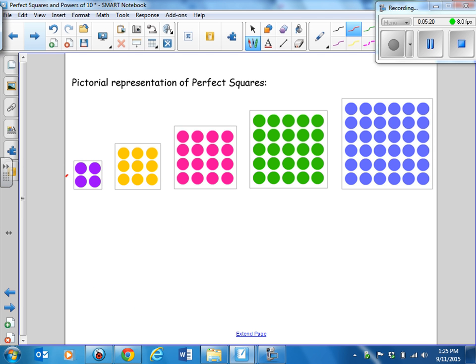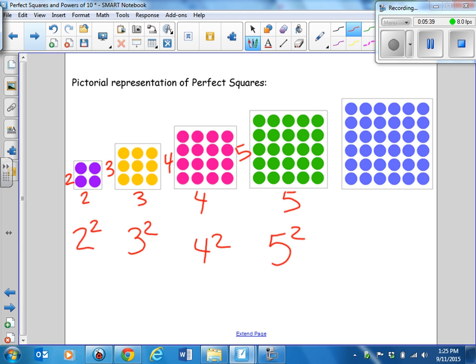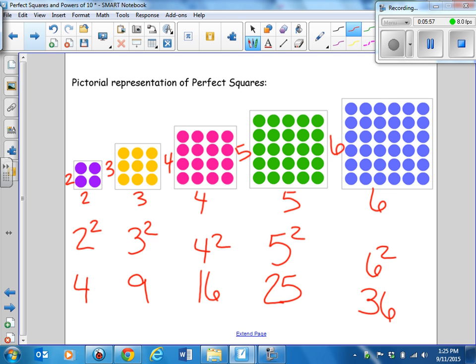So here we have a 2 by 2, so that is 2 squared, and notice we have 4 squares, or 4 little circles inside there. Here we have a 3 by 3 square, so that's 3 squared. Here we have a 4 by 4, so that is 4 squared. Here we have a 5 by 5, so that is 5 squared. And at the end we have a 6 by 6, which is 6 squared. And we're going to go through and solve these. So 2 squared is 4, 3 squared equals 9, 4 squared is 16, 5 squared is 25, and 6 squared is 36.